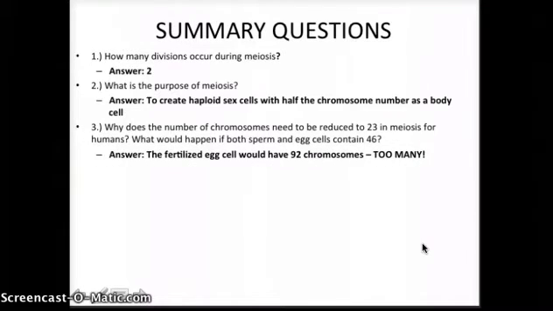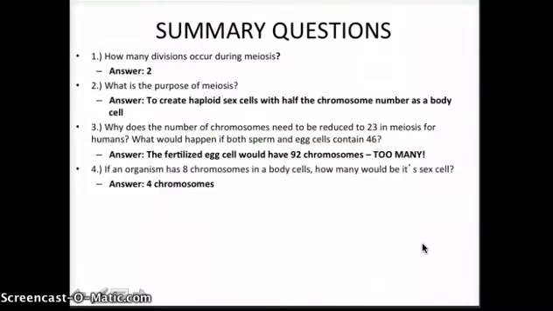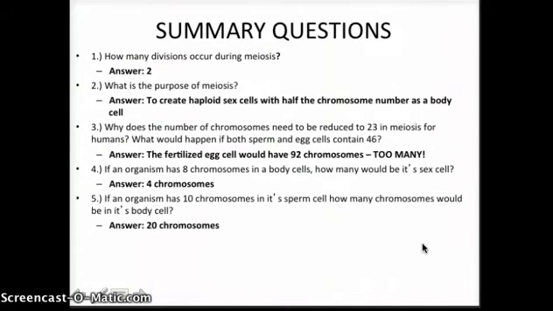And number 4, if an organism has 8 chromosomes in a body cell, how many would be in its sex cell? You're right, that would be half the number, which is 4. And if an organism had 10 chromosomes in its sperm, how many chromosomes would be in its body cell? That's right, you double that number. So if there was 10 in the sperm, there would be 20 in the body cell. So for the check for understanding, write 2 insightful questions and their answers below.